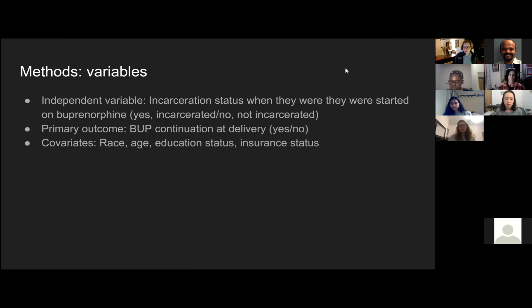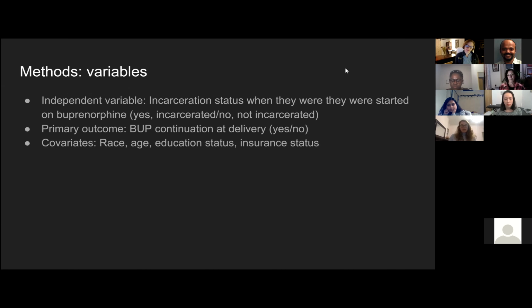Okay, so then what are we interested in? Our independent variable was incarceration status. And this was specifically when they were started on buprenorphine, which is the same time that they entered the registry. So this was made into a binary variable: yes, they were incarcerated, or no, they were not incarcerated. And then the outcome we were interested in was buprenorphine continuation at delivery, and this was a binary as well, a yes or a no.